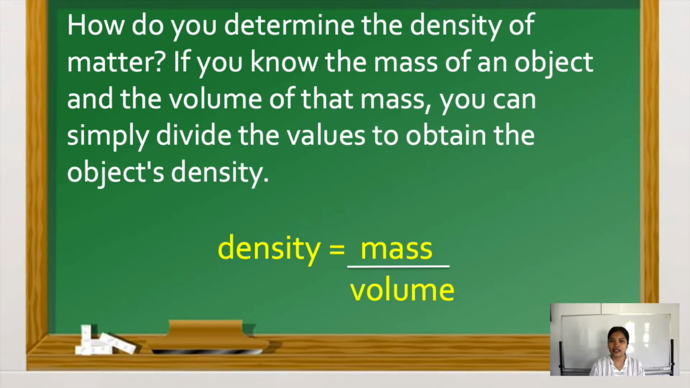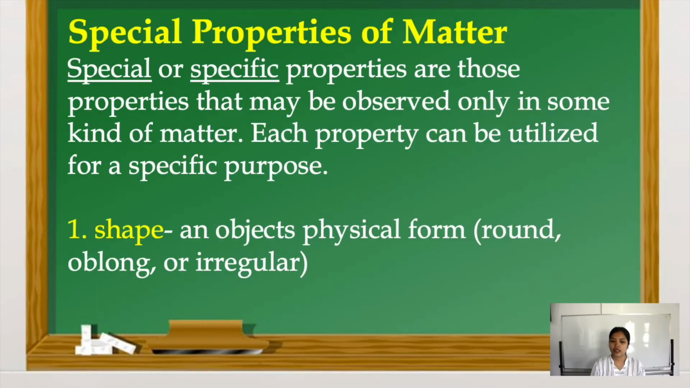Example, density is equal to mass over volume. Next, let's proceed to the special properties of matter. So we have special or specific properties of matter, those properties that may be observed only in some kind of matter. So remember that each property can be utilized for a specific purpose. First one, shape. An object's physical form, it may be round, square, or oblong.